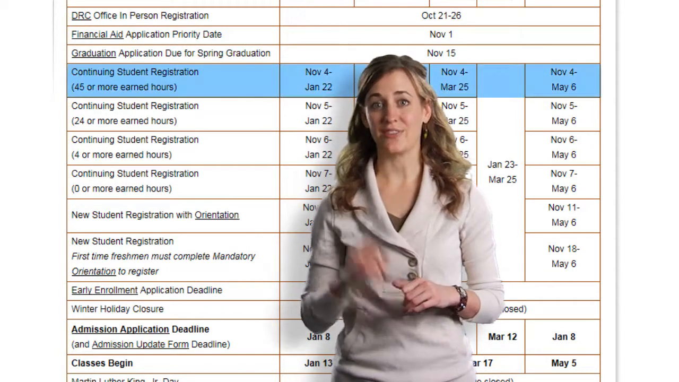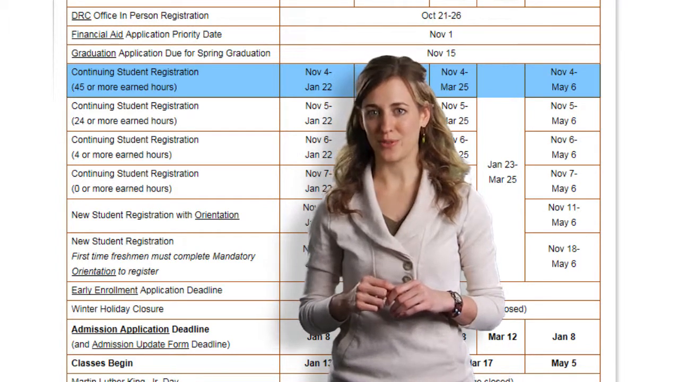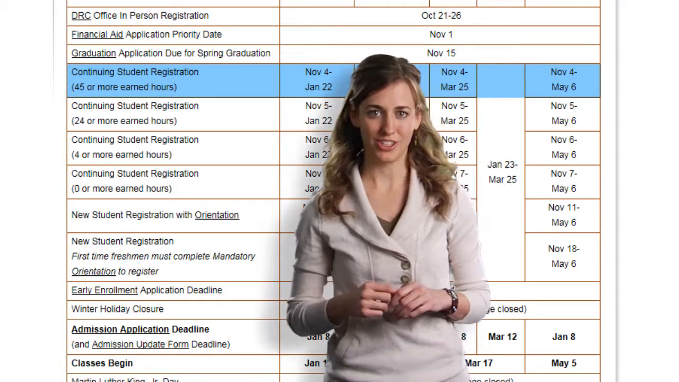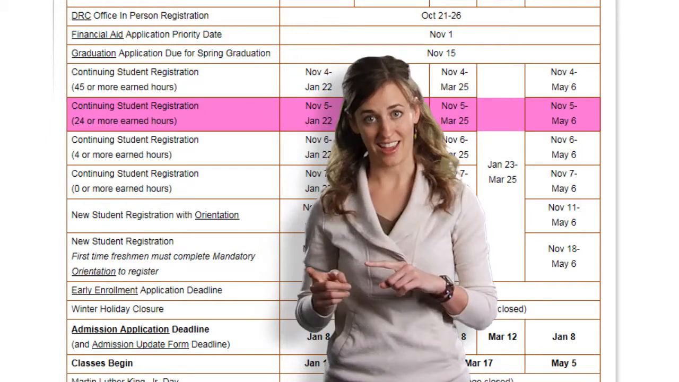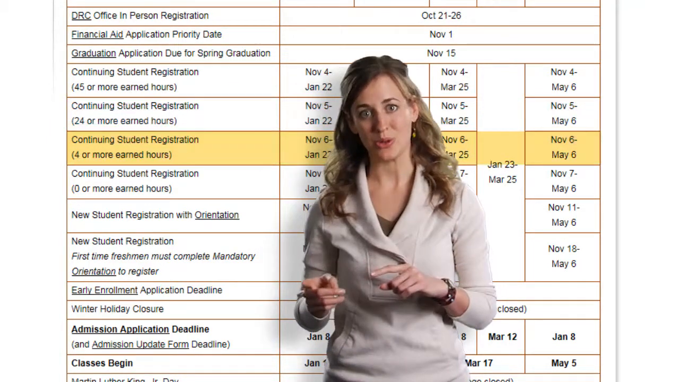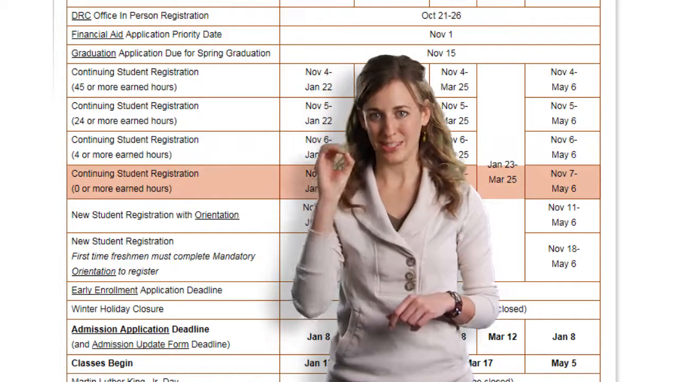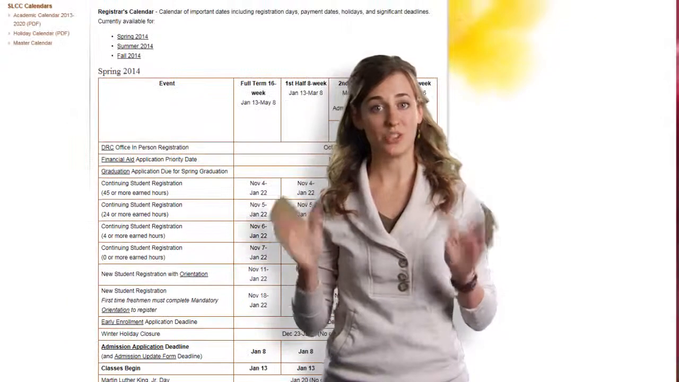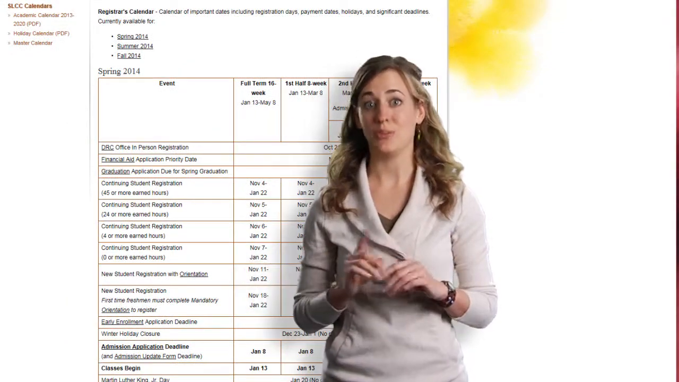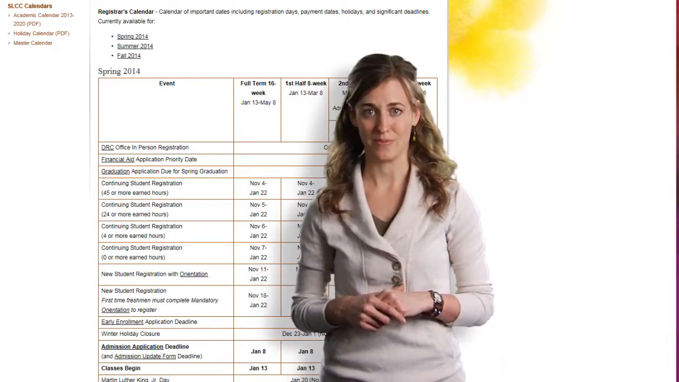We see here that the first group of students who can register for classes are those who have earned 45 or more hours at Salt Lake Community College. Students who earn 24 or more hours can begin registering the next day, followed a day later by students who have earned 4 or more credit hours, and a day later by students with 0 or more credit hours. Remember, all of these dates shown are for Spring 2014 and are used to help you know how to read the calendar for your particular semester that you registered for.